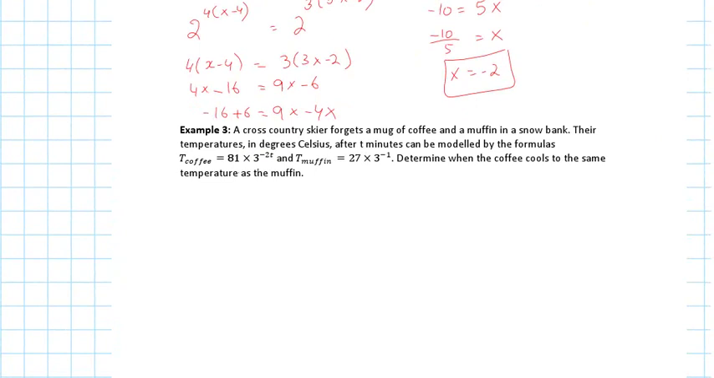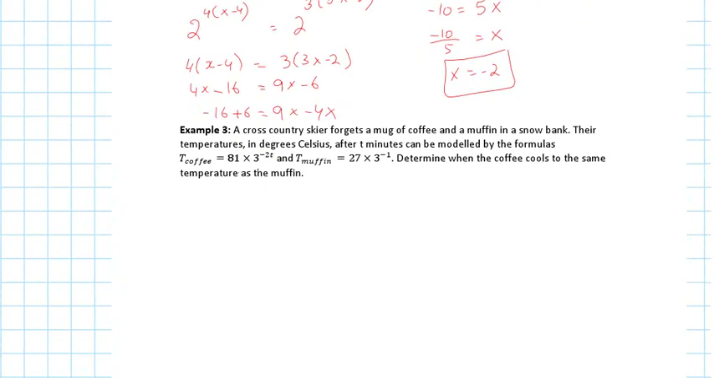All right, so a cross-country skier forgets a mug of coffee and a muffin in a snowbank. Their temperatures in degrees Celsius after t minutes can be modeled by the formula T of the coffee is equal to 81 times 3 to the power of negative 2t, and T of the muffin is 27 times 3 to the power of negative t. Determine when the coffee cools to the same temperature as the muffin.